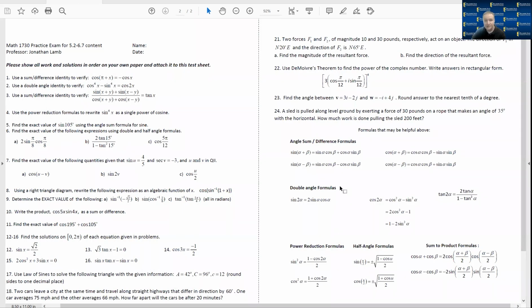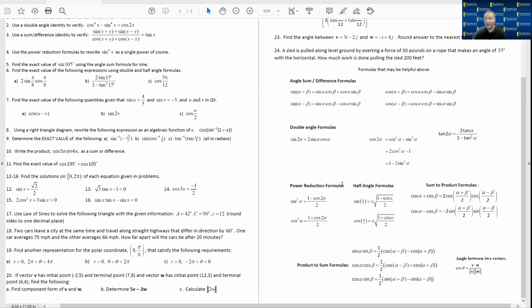It's asking us to find the angle between a vector v = 3i - 2j and another vector w = -i + 4j, rounding the answer to the nearest tenth of a degree. This is where I'm trying to get you to use the dot product. This is the very last section, section 6.7. I do put this formula on the test.